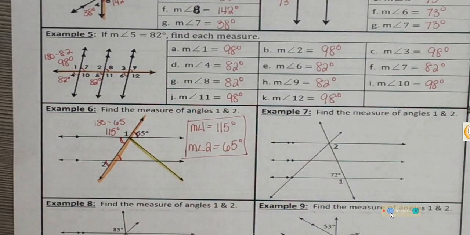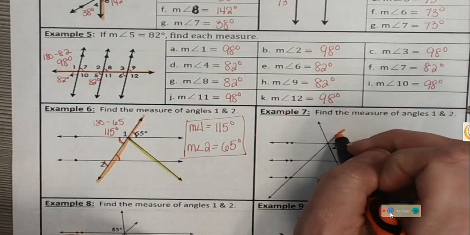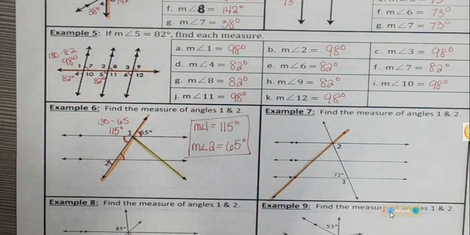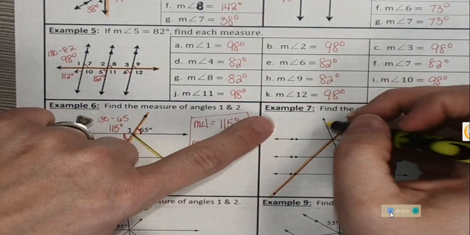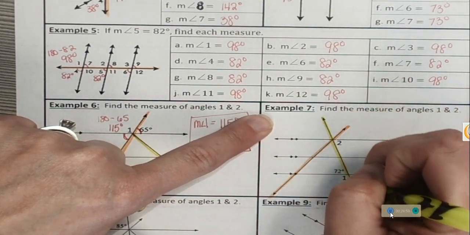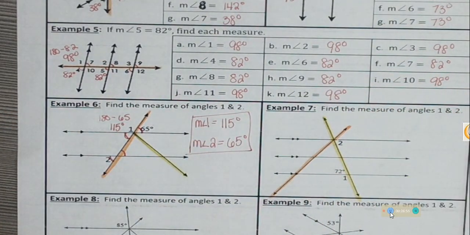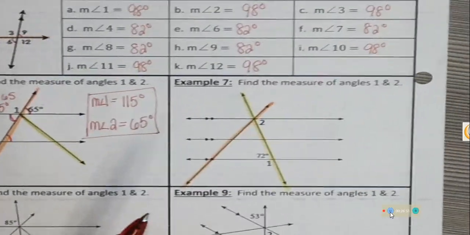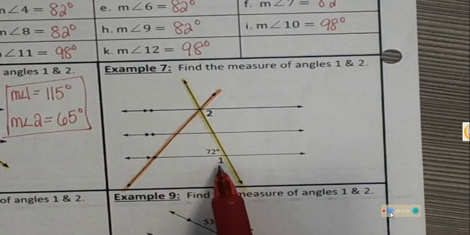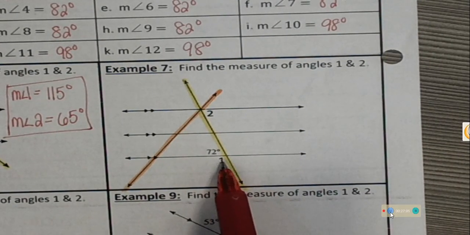All right, so in number 7, I've got 3 parallel lines being cut by 2 transversals. So this is one transversal. I've got an orange transversal and I've got this yellow transversal. I've got to find angles 1 and 2. Well, here's angle 1. It's sitting right beside 72 degrees. So together, what do they create? They actually create that yellow transversal line.